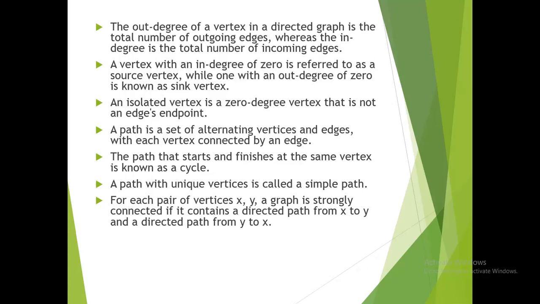A path is a set of alternating vertices and edges, with each vertex connected by an edge. A path that starts and finishes at the same vertex is known as a cycle. A path with unique vertices is called a simple path. For each pair of vertices x, y, a graph is strongly connected if it has a directed path from x to y and a directed path from y to x.